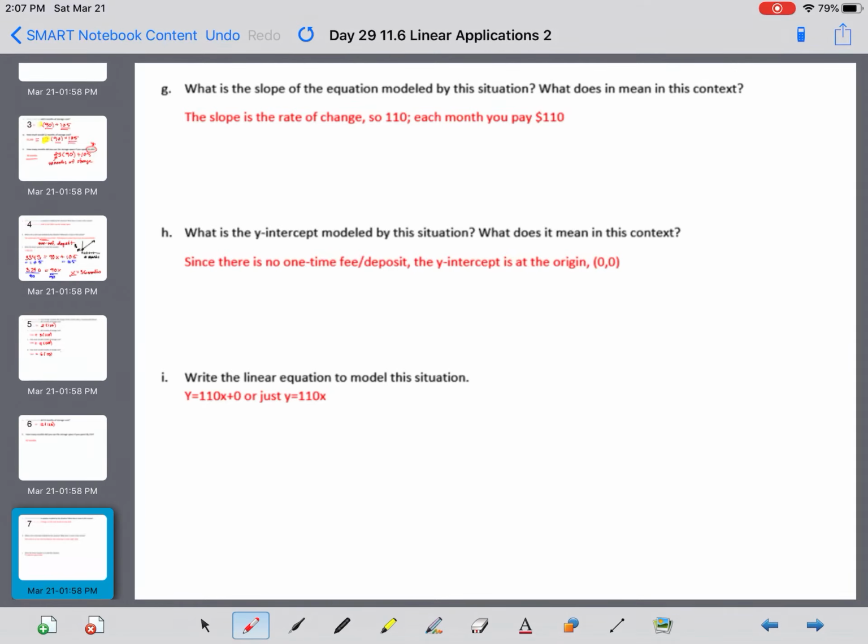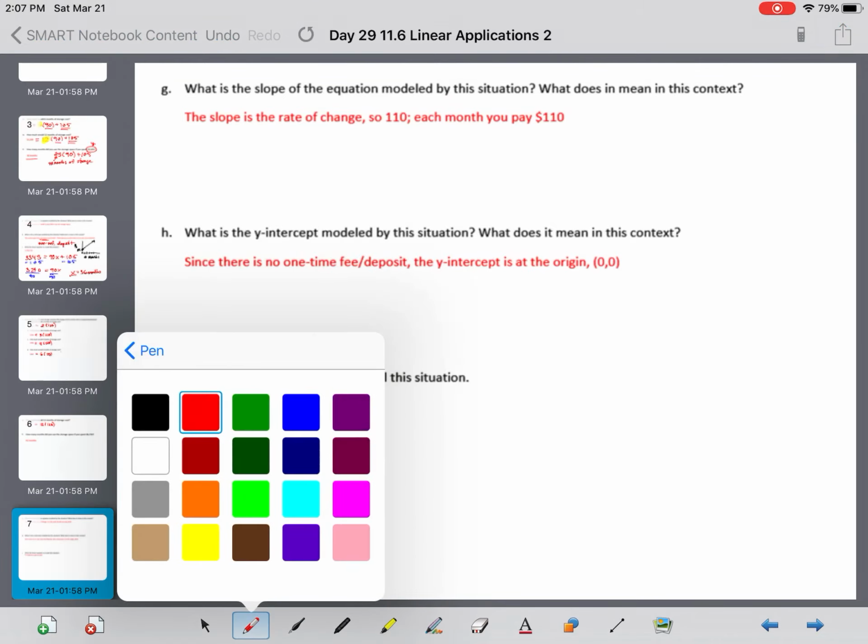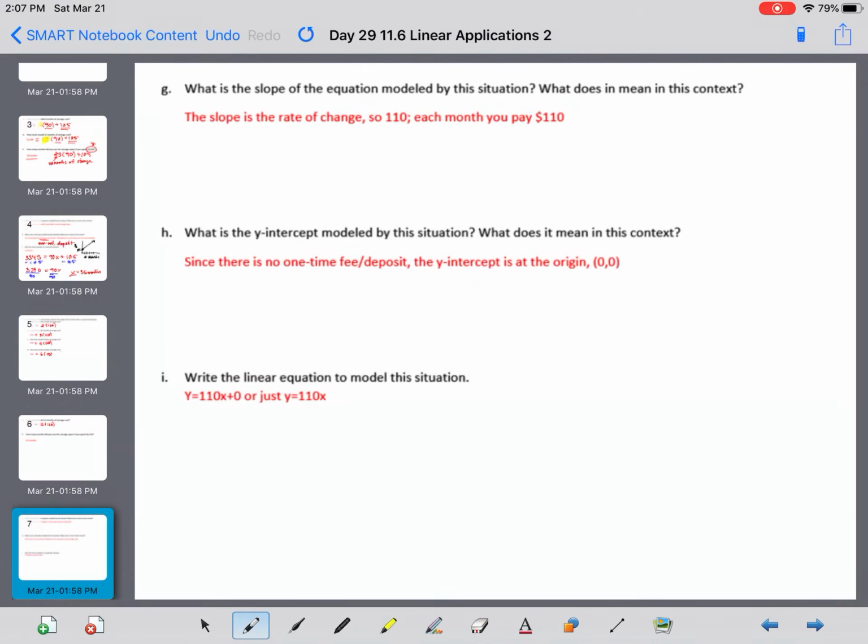For part H, the y-intercept is 0. If there's no initial fee or deposit or charge, that means it's no money, so you're going to be starting at the origin. So to write the linear equation to model the situation, you would end up with y equals 110x plus 0, if you want to have that visualization of the 0 there, or you can just write it as y equals 110x. If I do a quick sketch of this graph just to see what it would look like, again, I would just draw a first quadrant graph because I can't have a negative number of months or I can't have a negative charge for this.